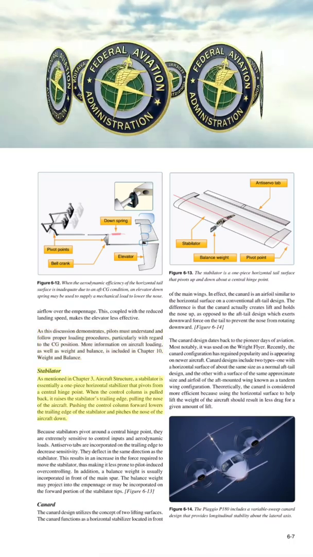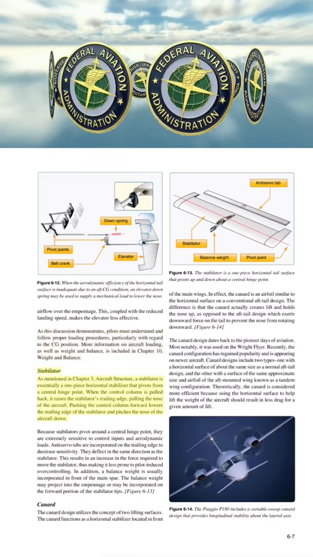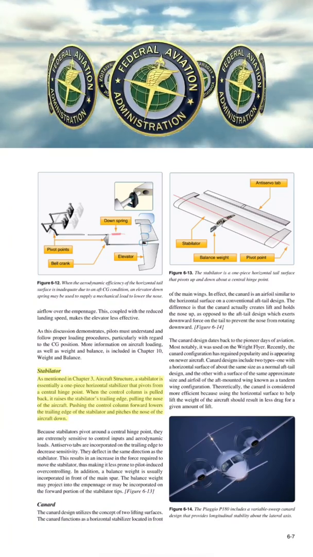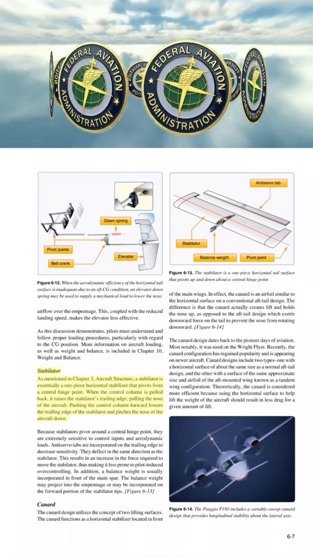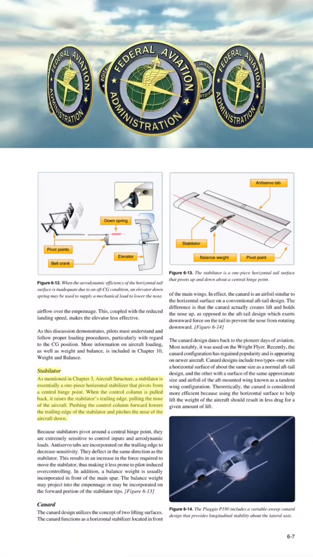Stabilator is mentioned in Chapter 3, Aircraft Structure. A stabilator is essentially a one-piece horizontal stabilizer that pivots from a central hinge point. When the control column is pulled back, it raises the stabilator's trailing edge, pulling the nose of the aircraft up.